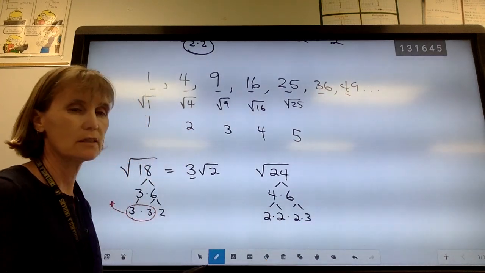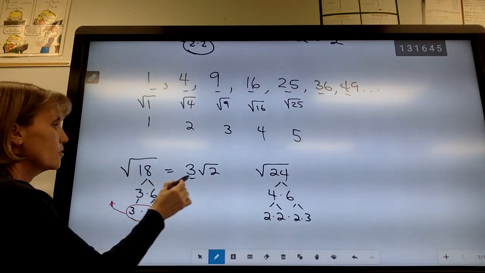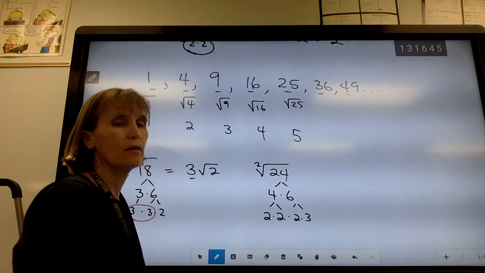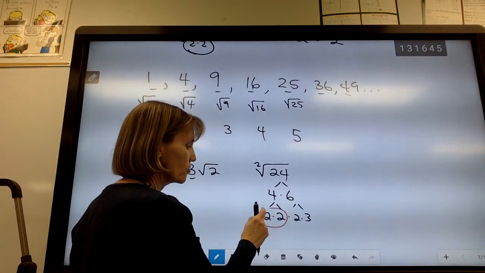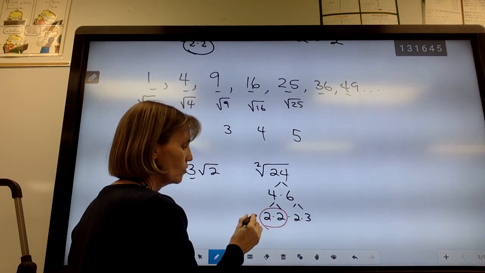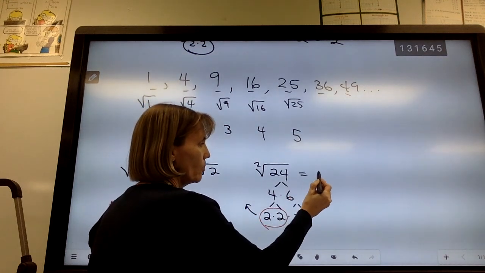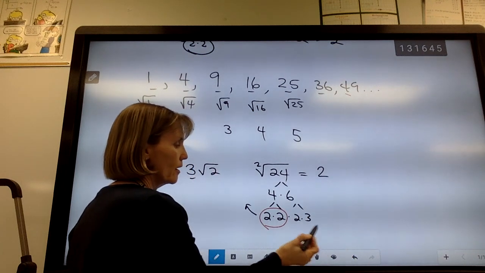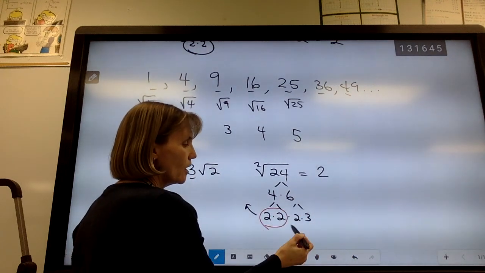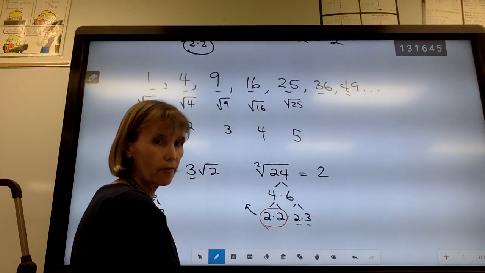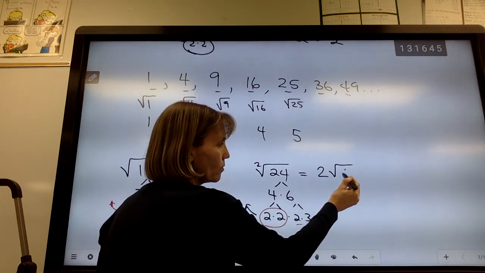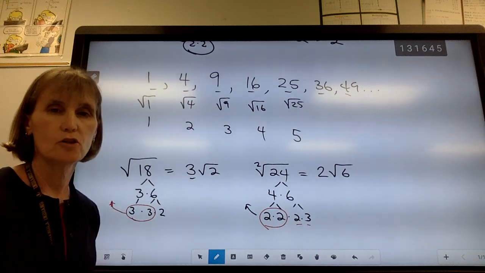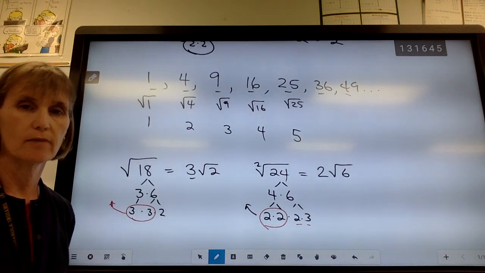And again, because this is a square root, it's like there's a 2 here. You're never going to see it written, but it's like there's a 2 there. So you need 2 of the same kind of factors. So there's a pair of 2's. Those are going to come out from underneath the radical. The pair comes out as 1. And then I've got 2 numbers that don't have pairs, so they're going to have to stay under the radical. And we're going to go back and multiply those. So that would be 2 square root of 6 is how I would leave that.